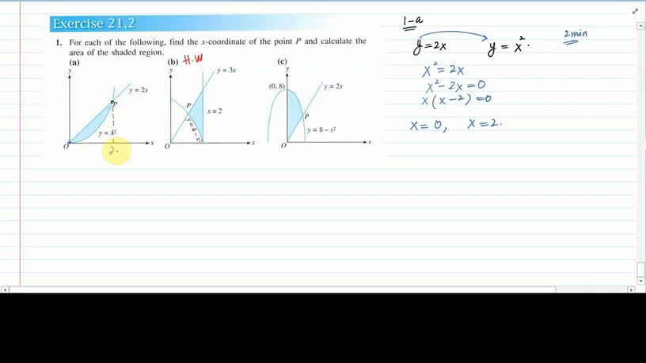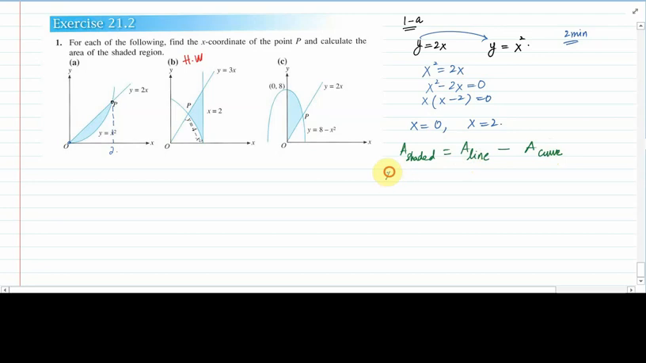After that, we need to find out the area of the shaded region, and to find the area of the shaded region, our approach is what? We need to find the area under the line and then subtract the area under the curve. That is my main equation, right? So you need to find out the area of the line separately.